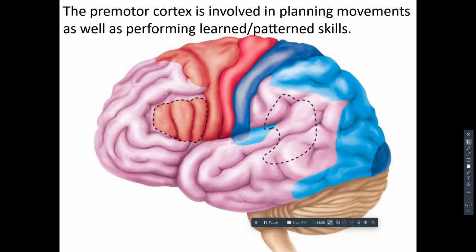It's also involved in performing what are called learned or patterned skills. Think about movements you can do that you don't need to think about what you're doing. Like, great example, tying your shoes. All right, tying your shoes, that's a learned or patterned skill. Your premotor cortex takes care of that. Think about typing, driving, playing a musical instrument, all sorts of sports activities. Those are learned or patterned skills, and that is the job of my premotor cortex.